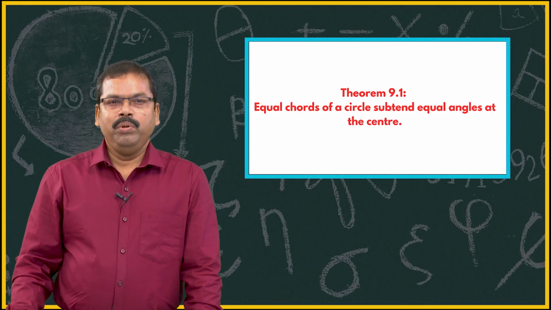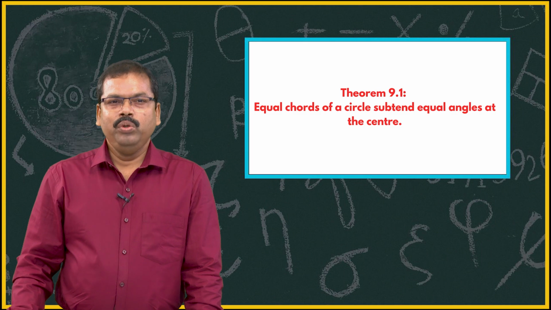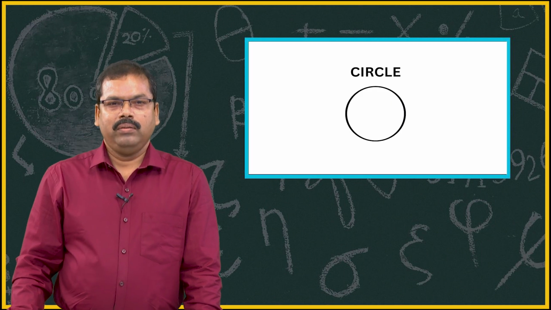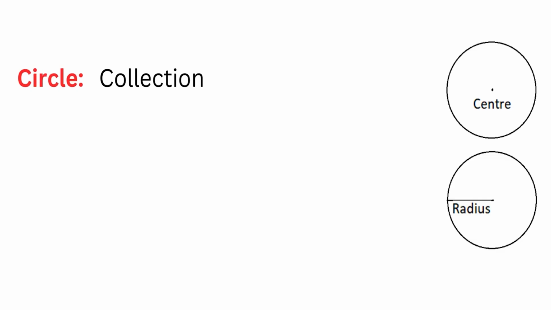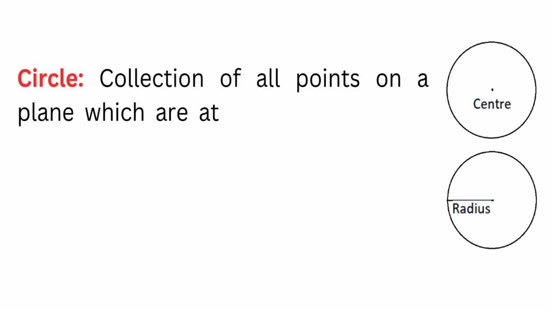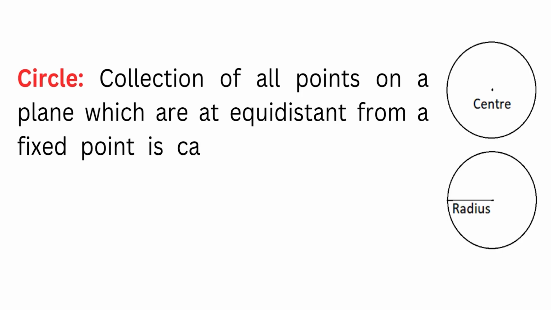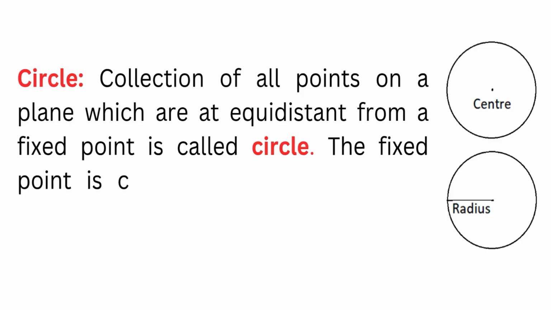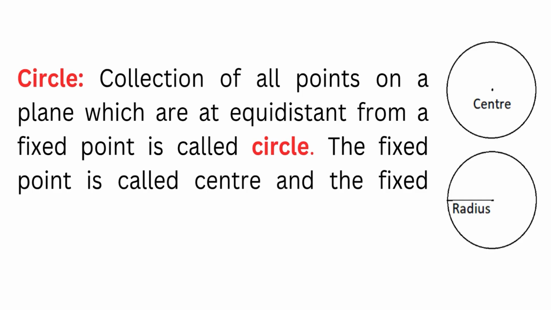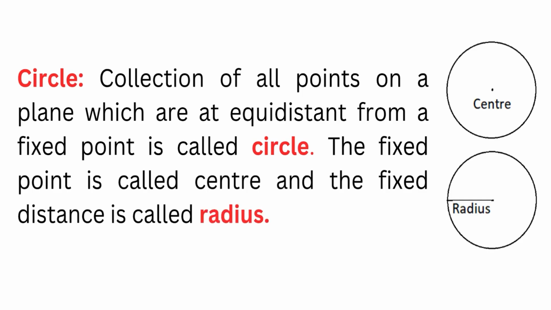Students, before discussion of this theorem, we should know what a circle is. Here is one picture. A circle is the collection of all points on a plane which are equidistant from a fixed point. The fixed point is called the center. This is the center. And the fixed distance in the second picture is the radius.